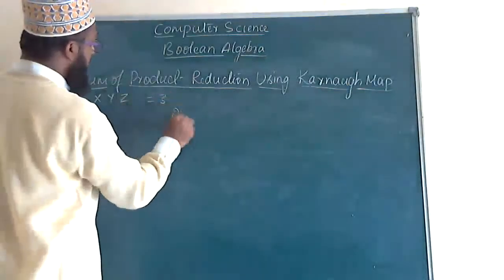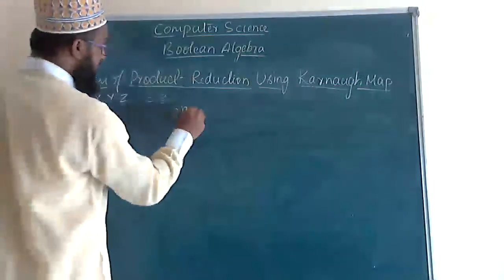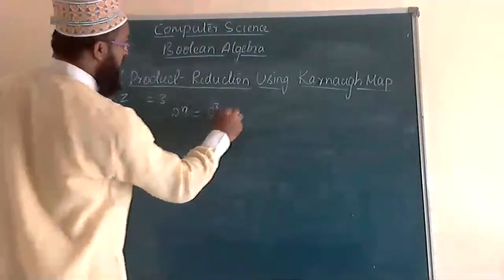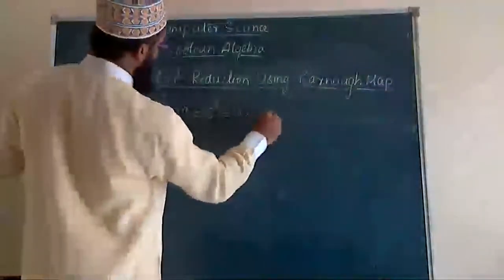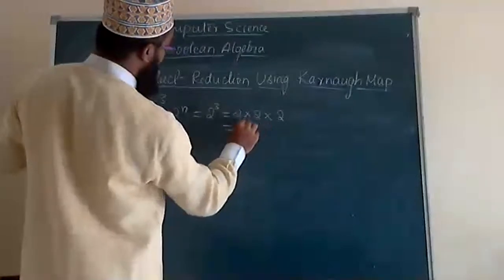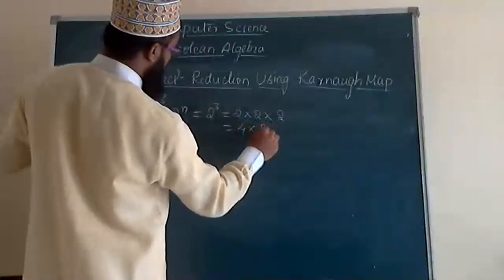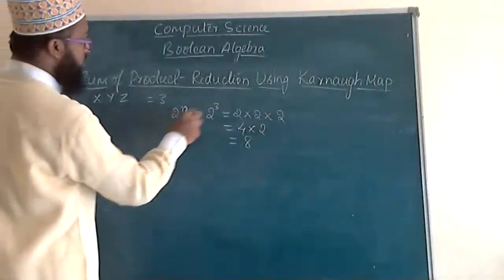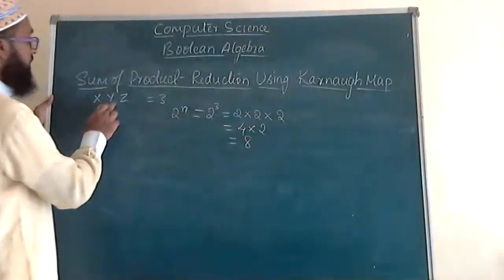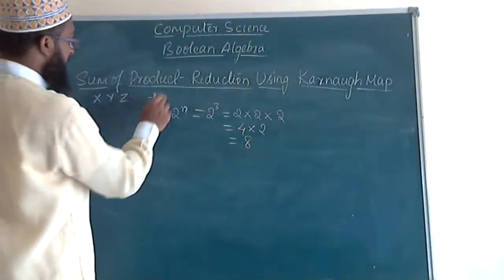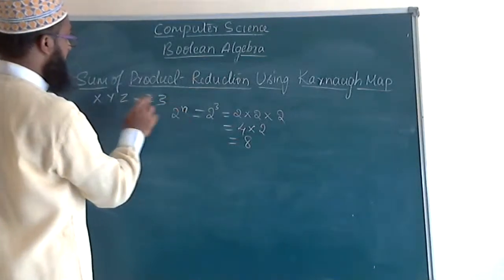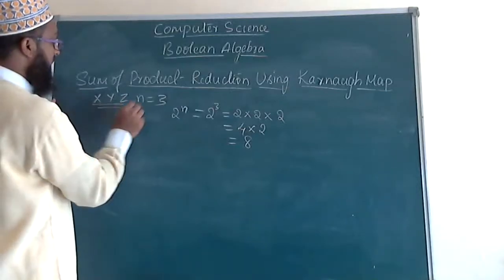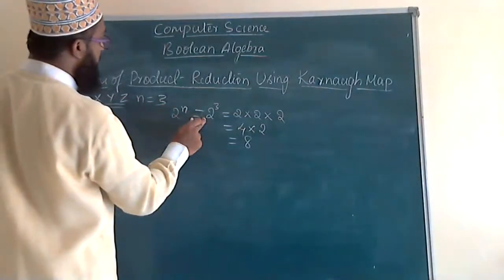Then the Karnaugh map can always be taken as 2 to the power of n, which is 2 to the power of 3, which is equal to 2 into 2 into 2, which is 8. Always take 2 to the power n. In place of n, take the number of variables. N equals the number of variables. Here 3 variables are there, so n equals 3.